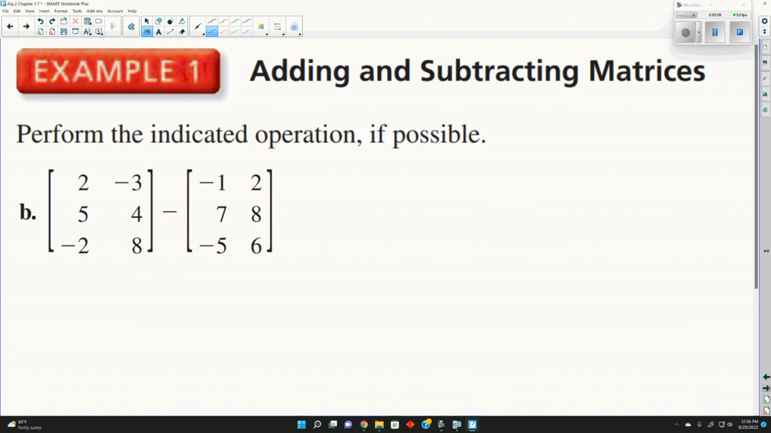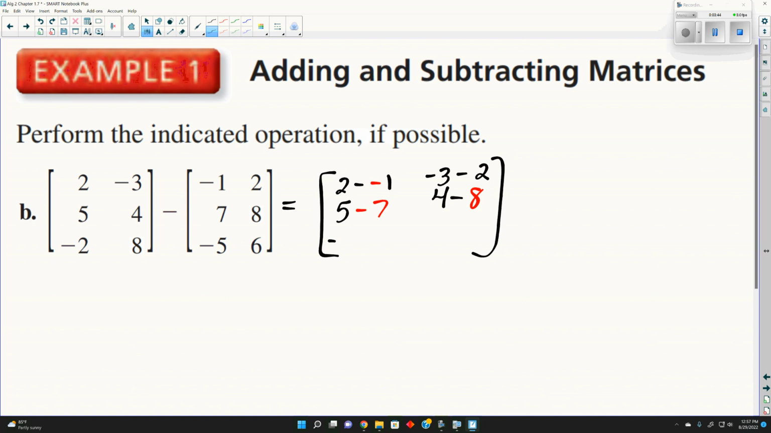So are these two matrices here the same dimensions? Yes. Because we have a 3 by 2 and a 3 by 2, so we can add these, or here we're actually subtracting these from each other. So we would have 2 minus -1. Then we would have -3 minus 2. On the next one, we can have 5 minus 7, and then 4 minus 8, -2 minus -5, and lastly, 8 minus 6.